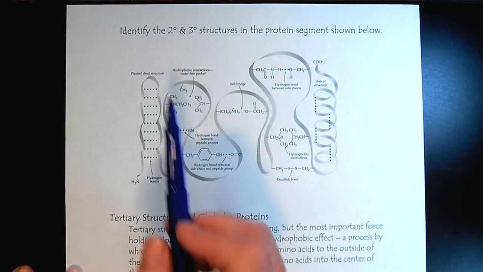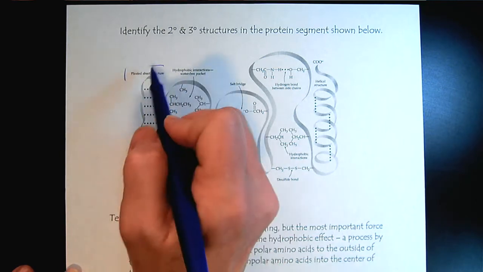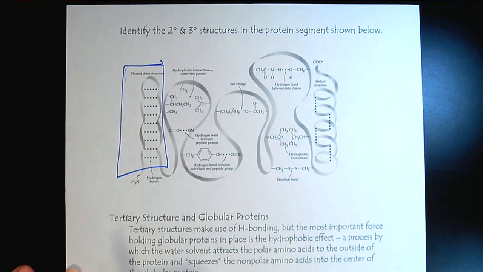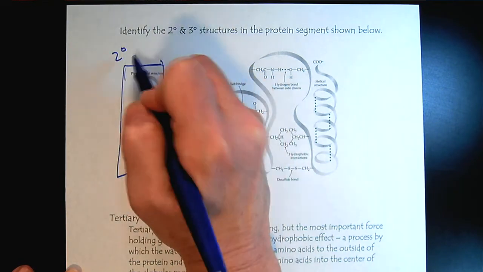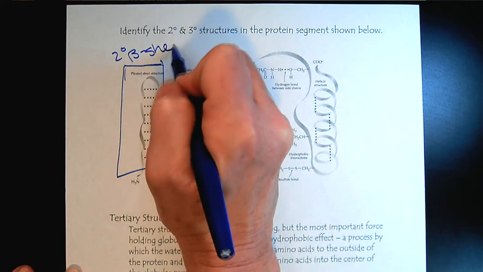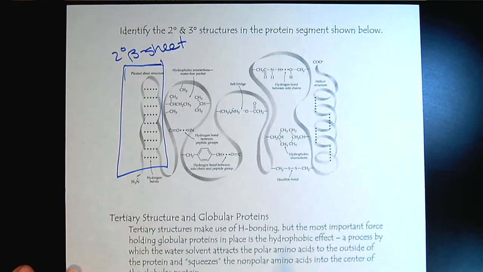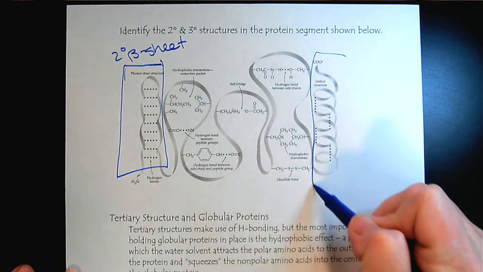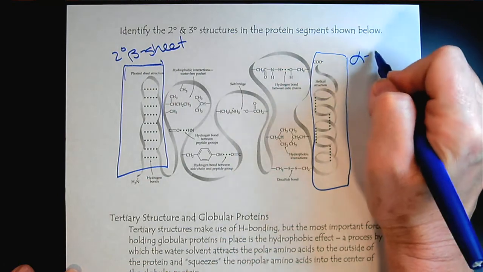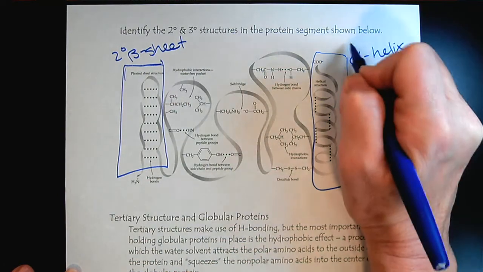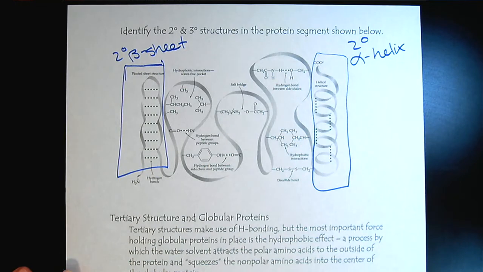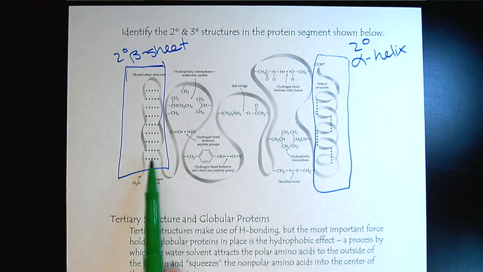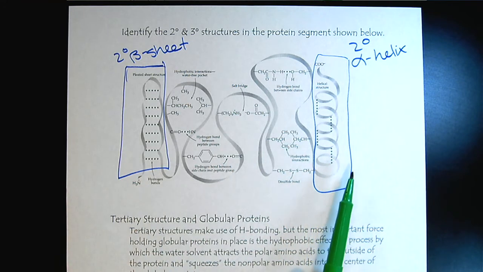All right, so there are a lot of clues here. The pleated sheet, and we see the H bonding. So we recognize this as secondary structure, and this is our beta sheet. And then if we look at the far right, we see the helical structure, the alpha helix. We also recognize that as secondary structure. So that's all about the interactions of the polypeptide backbone.